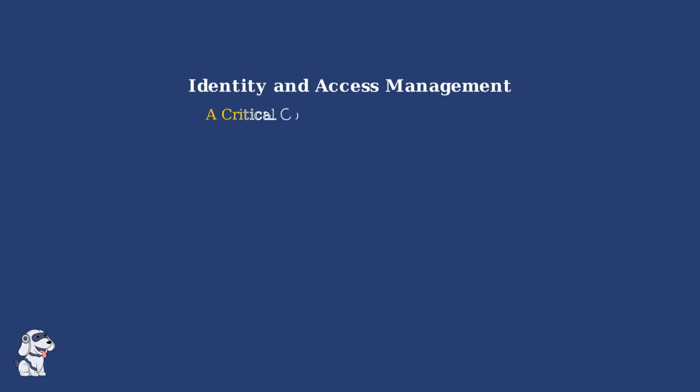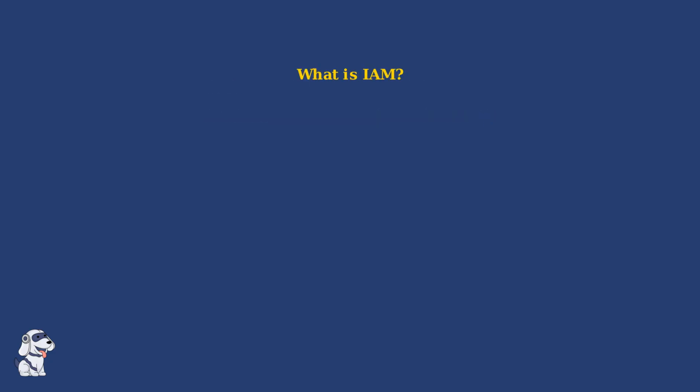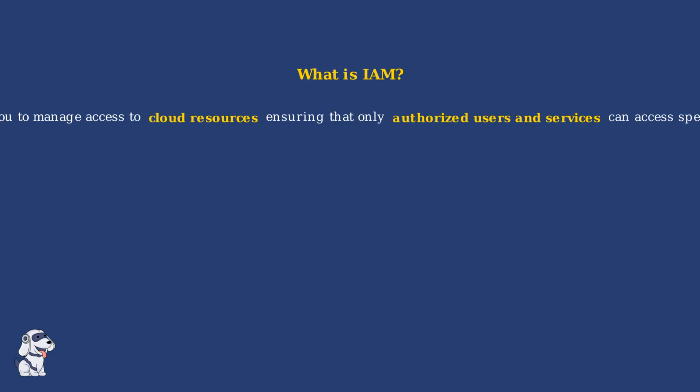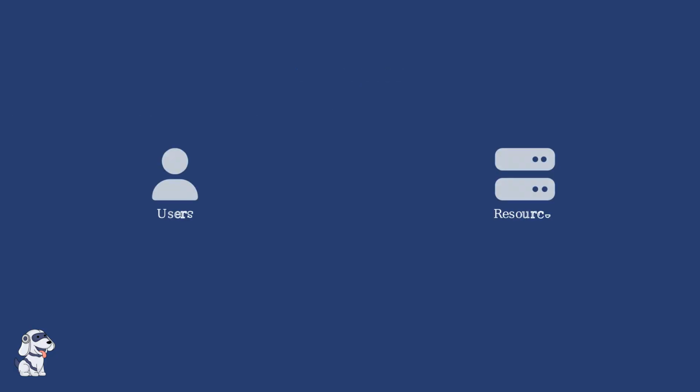Identity and access management, commonly known as IAM, represents one of the most critical components of modern cloud security infrastructure. IAM enables you to manage access to cloud resources, ensuring that only authorized users and services can access specific resources. This fundamental capability forms the backbone of cloud security. IAM acts as a security gateway between users and cloud resources. It controls who can access what, when they can access it, and what actions they can perform.